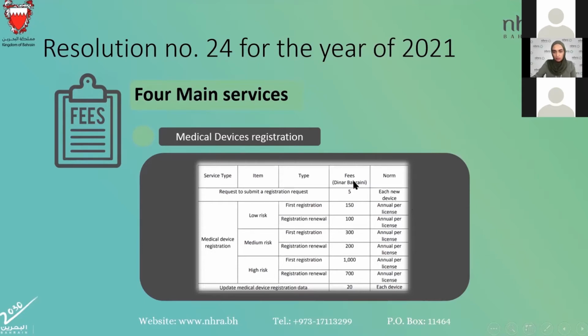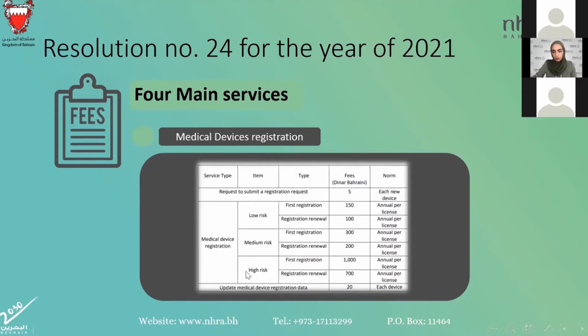Then after we receive the application, we make sure that the payment is done correctly and we are 100% sure that the product is in compliance with NHRA requirements. Before we issue the certificate, the fees of registration, which for low risk, if it's the first time, will be 150 BD and so on as presented in front of you. The fees is an annual payment per year because the license itself is also with 1 year validity.